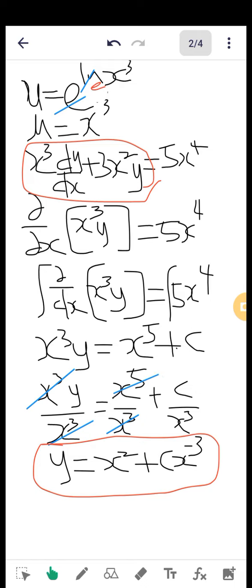So we try to reduce it to make y the subject. We divide through by x cubed. The x cubed will cancel the x cubed on the left. Then x cubed goes into x exponent 5 giving x squared. Then c divided by x cubed gives c x exponent minus 3. Thank you very much.